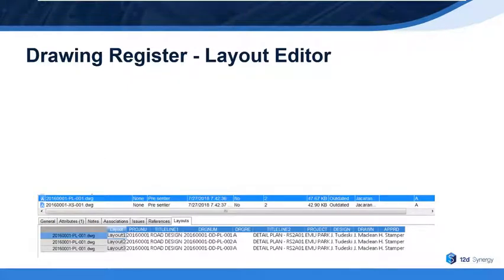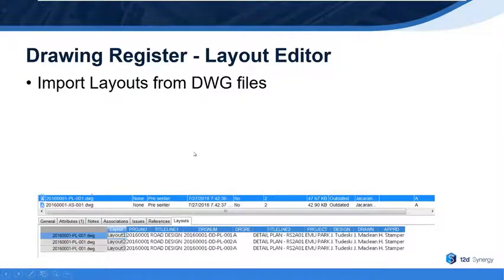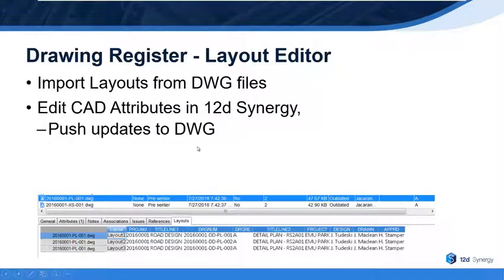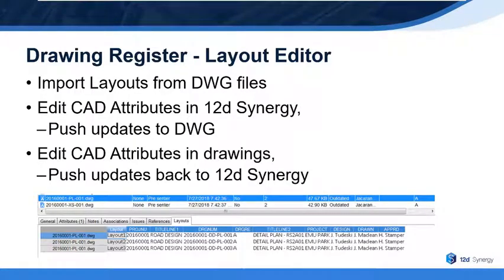For our layout editor, basically this is inbuilt, so you can import the CAD attributes into Synergy, check the drawing out and manage the individual drawings themselves. This also pushes the updates to the DWG. However, you can also push the updates back to 12D Synergy from the DWG. So this one's a two-way street, unlike the Excel method.